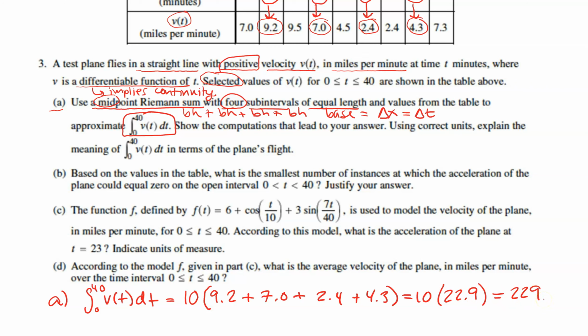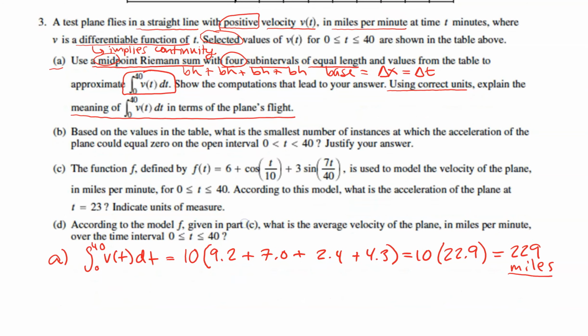So side note, even though it wasn't asked in the question, I just want to point out that this would be in units of miles because it's the antiderivative or area under velocity, which is in miles per minute. So we're kind of going backward to the antiderivative, which would just be change in position, which is in miles. And actually that's the second part of this question is asking us, oh, it does tell us right here, using correct units, so that would be the correct units, miles, explain the meaning of this integral.